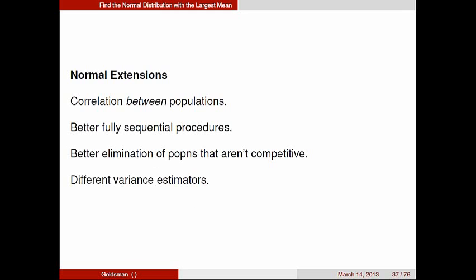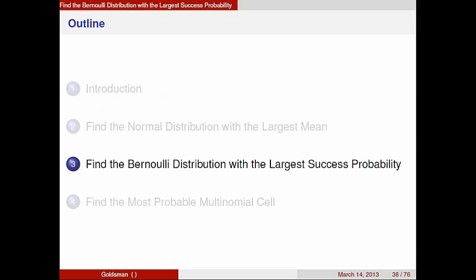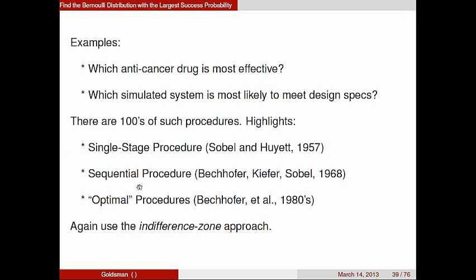that's another issue. So now I'd like to show you a problem involving the Bernoulli distribution. How do I find the best Bernoulli distribution? This is a wonderful problem, very useful. For example, which of 5 different anti-cancer drugs is the most effective? Which simulated system is most likely to meet your design specifications? Which simulation will most likely get your order out on time? Which inventory policy is the best? All sorts of things like that. Again, hundreds of such procedures.